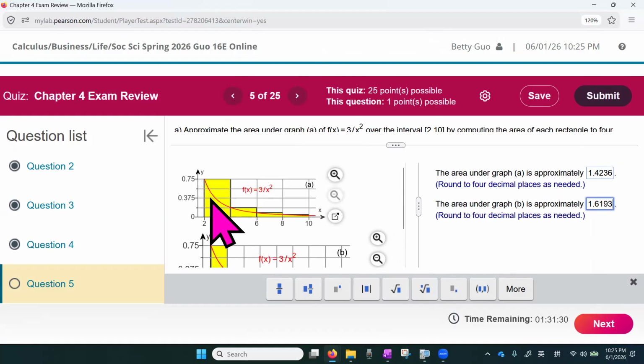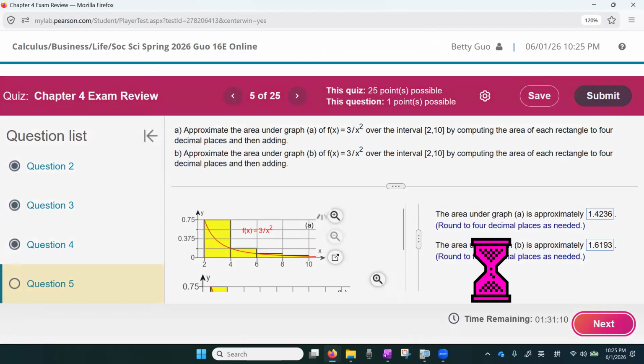If we make the number of the rectangles more and more, then the sum of the areas of those rectangles is going to approach the area under the curve. You should look at the textbook about that. So now let's look at the next question.